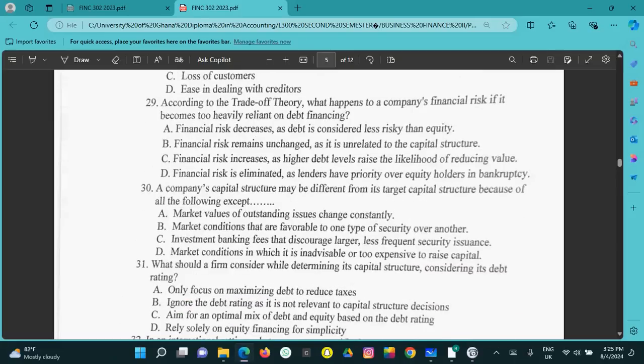Number 30, a company's capital structure may be different from its target structure because of the following, except... number 32 is C. Investment banking fees that discourage larger and less frequent security issuance. So number 32 is C.